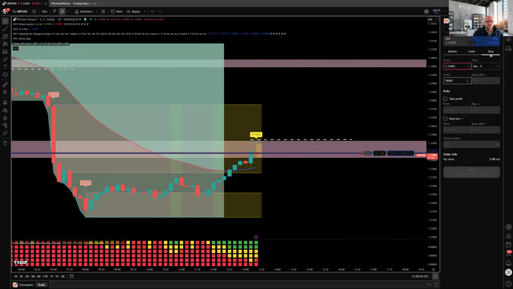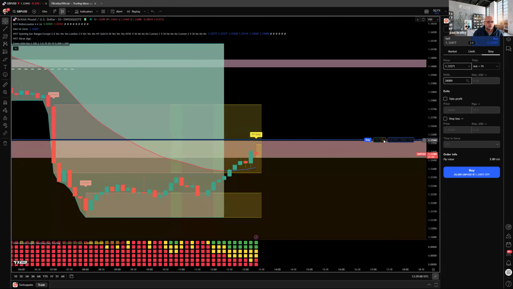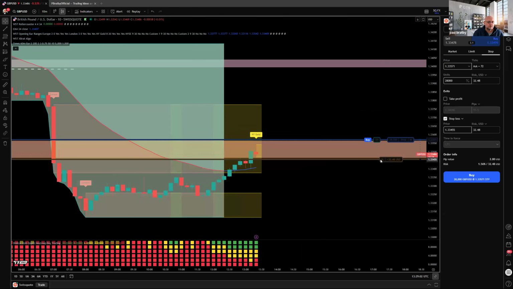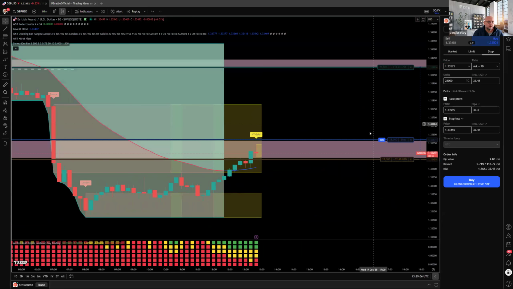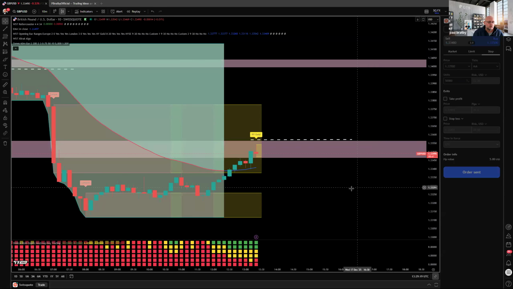So buy stop, it's going to be there. Stop loss is going to be there. Take profit all the way up there. Okay, I can put the buy in now. Need to change that. That's $32 risk. So I'm just going to go, and here, that's $58 risk. That's okay. I'm going to click the buy now.